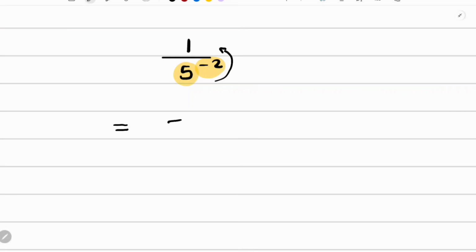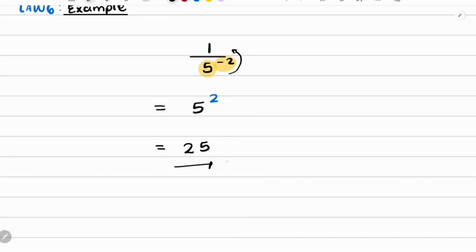It becomes 5 to the power of positive 2. The placeholder, you can say 1 multiplied by that, but it's really not necessary. It's just holding the place of the numerator. And so 5 squared just gives you 25. And that would be our answer.